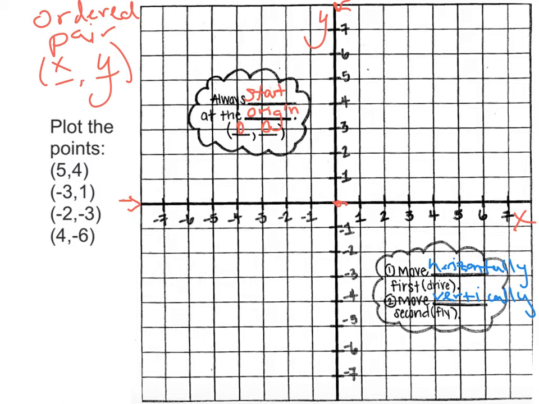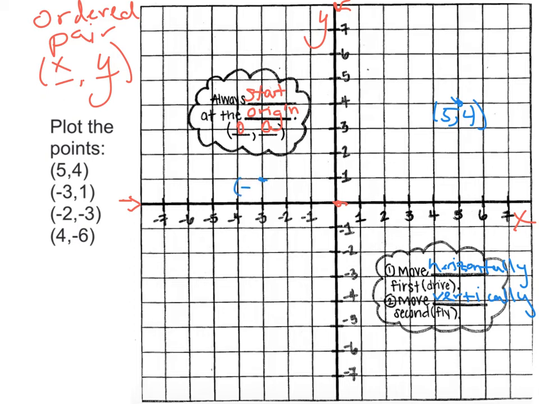Let's try plotting a couple of points for example. First, the point 5, 4. Now, 5 is our horizontal number. Since it's positive, we're going to go to the right. So we go 5 points over to the right, and then we go 4 points up. Drive, then fly, so that is our first ordered pair right here. Remember, 5 units over, 4 units up. We're going to label that as 5, 4. Now our second point is -3, 1. We go 3 points to the left, 1 point up, which lands us right here.